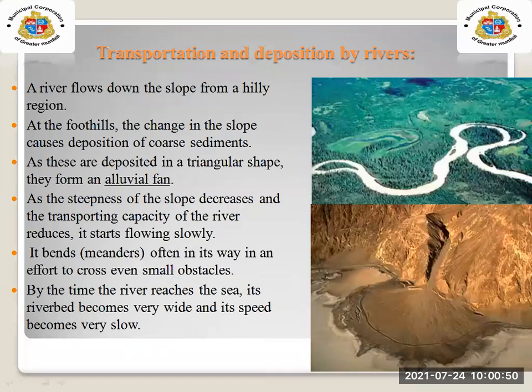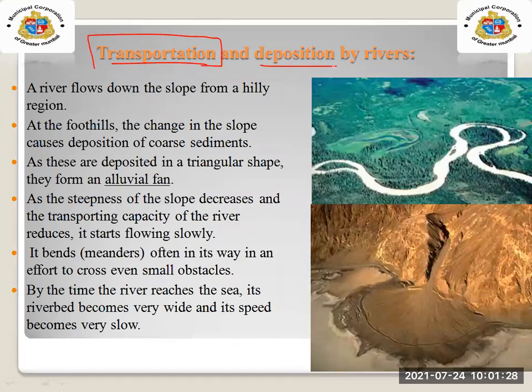Next. Now, transportation and deposition by rivers. First, please understand this, that transportation means what? Transportation means the action of transporting someone, or we can say some things, or the process of being transported. Means the action of transporting from one place to another place, or one direction to another direction, and the process of being transported is known as transportation.